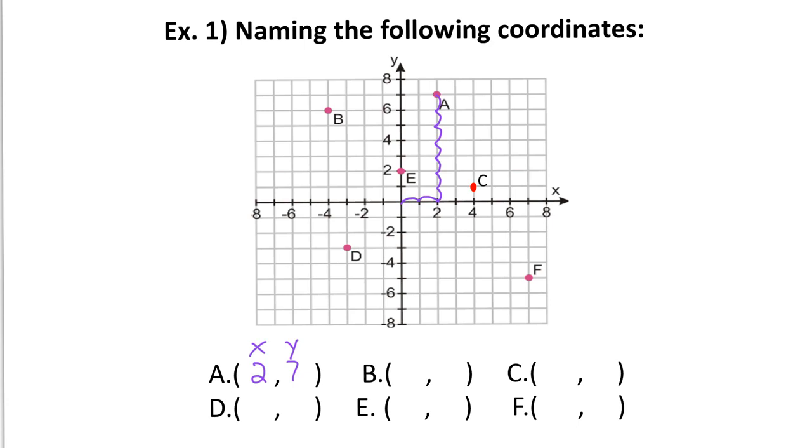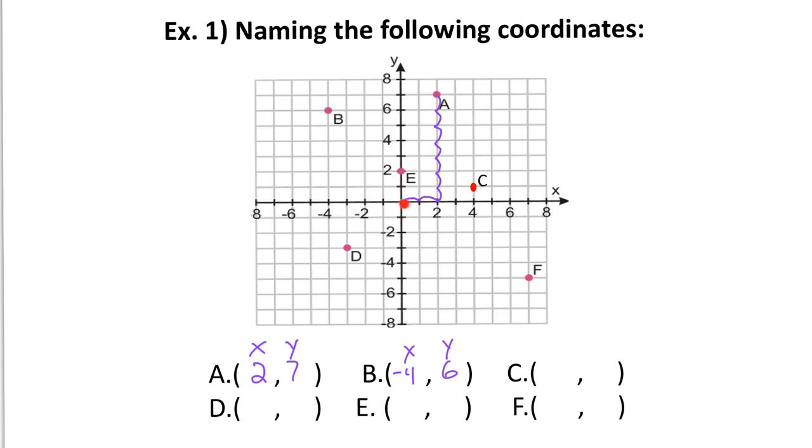Let's try B. For B, from the origin, you go to the left. So you always start with the x coordinate first. Negative 1, negative 2, negative 3, negative 4. Notice that's where I need to turn. So negative 4 goes here. So that's my x. And I need to go up. 1, 2, 3, 4, 5, 6. So my y coordinate is 6. So point B is at (-4, 6).